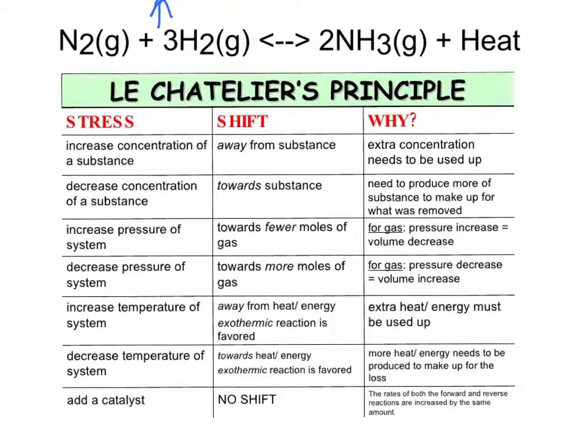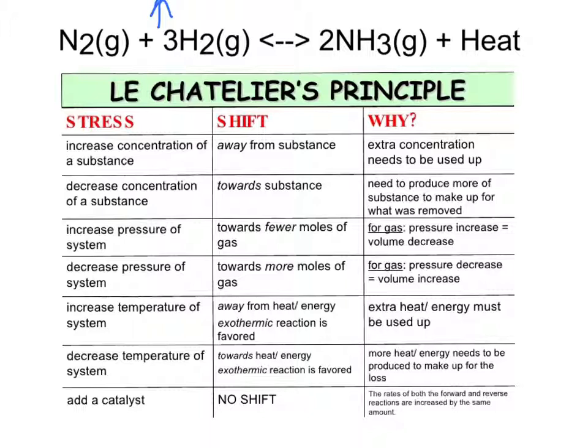Increase the pressure, you're going to shift towards the side that has the fewer moles of gas. Decrease the pressure, you're going to shift towards the side that has more moles of gas. If the number of moles of gas is equal on each side, there is no shift. Pressure has no effect on the shift. If you increase or decrease it, it doesn't have any effect because there's the same number of moles of gas on each side.